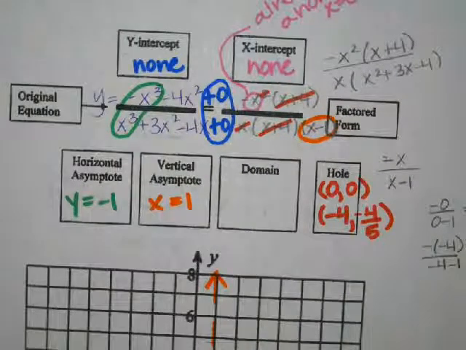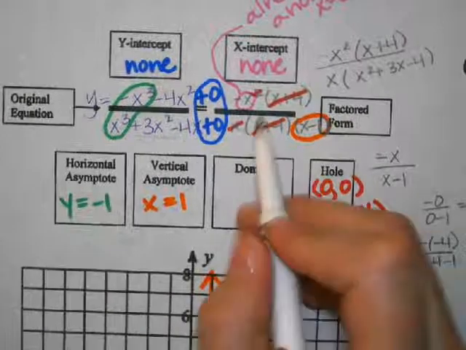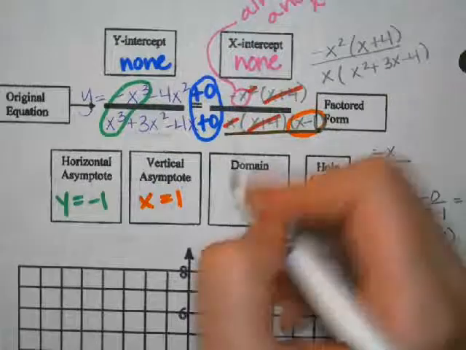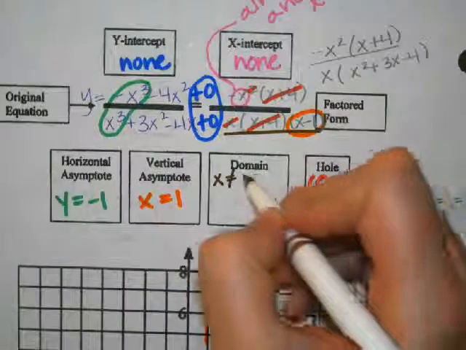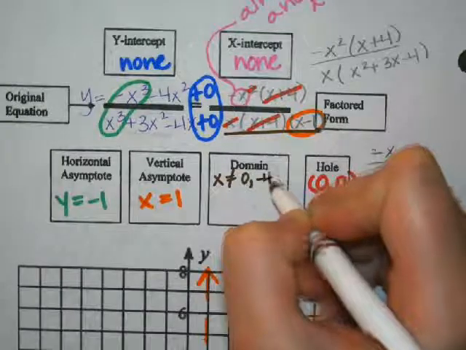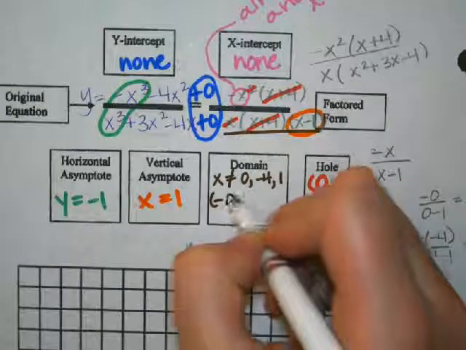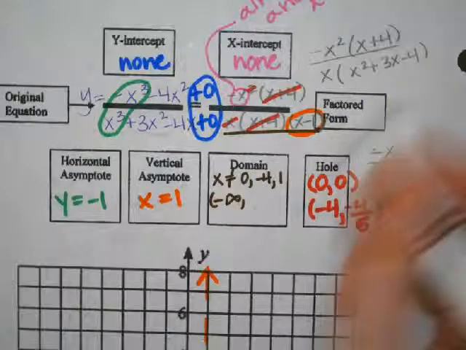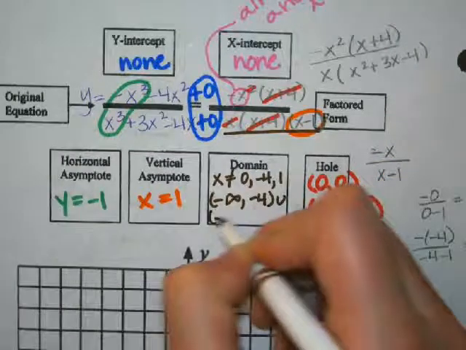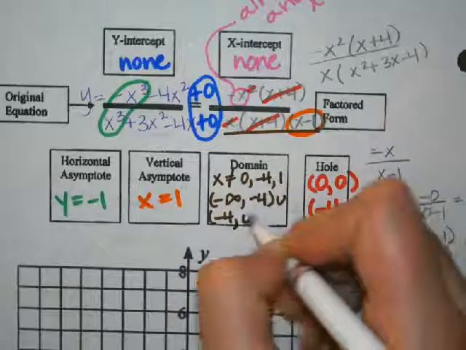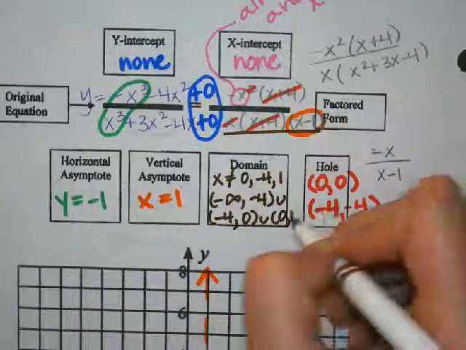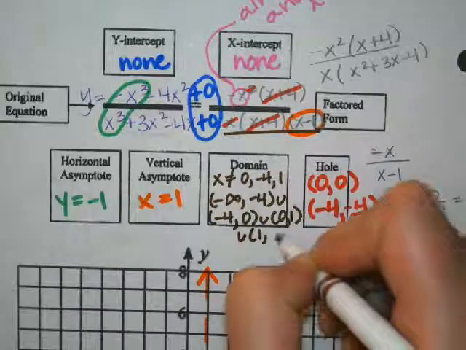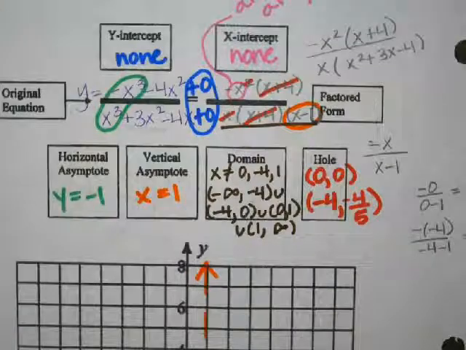Okay. And then last we have domain. So I'm looking at all of the factors that I skipped. So x cannot equal 0. And 1. So that's negative infinity to negative 4. We have to do the smallest one first. Then negative 4 to 0. Then 0 to. Then 1 to. All right, and then go ahead and type it in on your calculator.